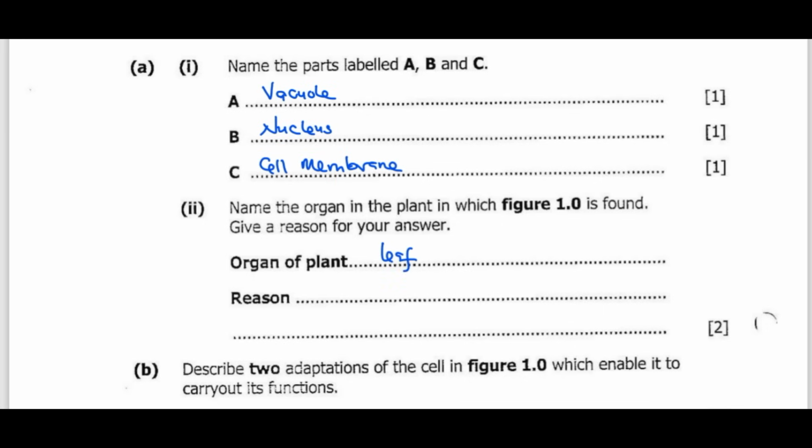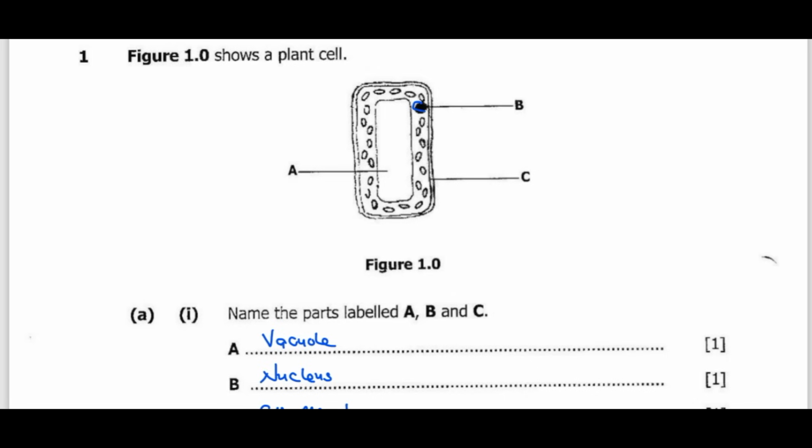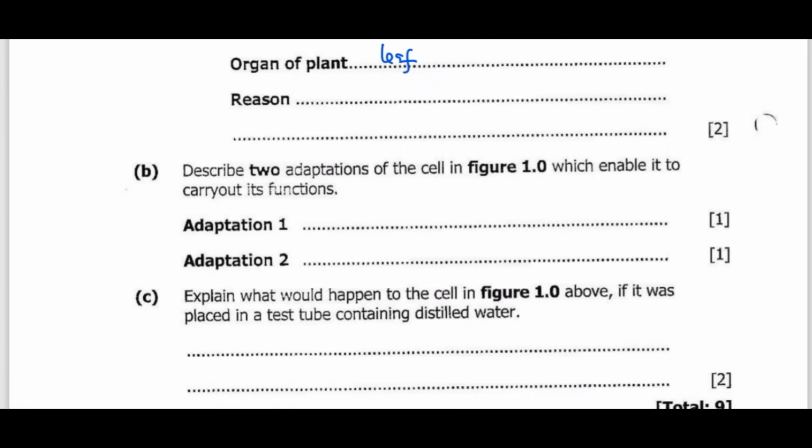Okay, so we want to give a reason to support the answer. When you look at the cell, you'd find that we have these, and these will help us to identify what we are talking about. So the reason is the presence of chloroplasts.